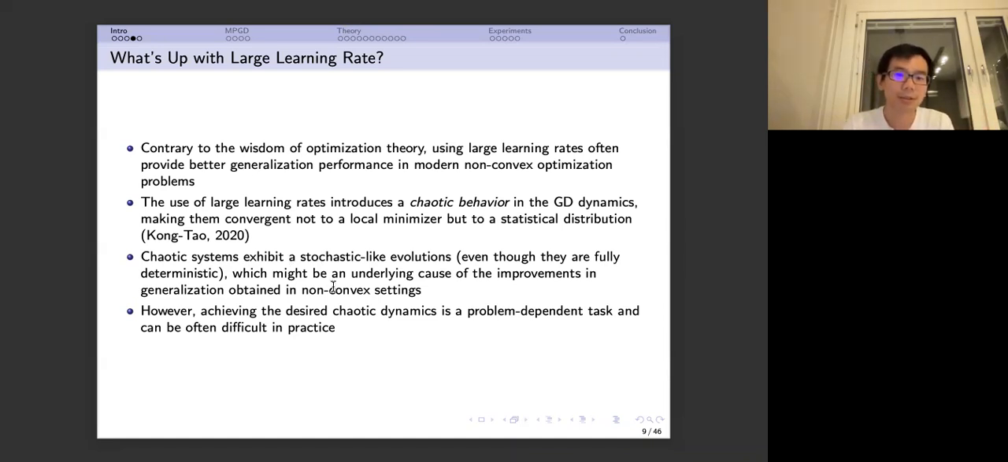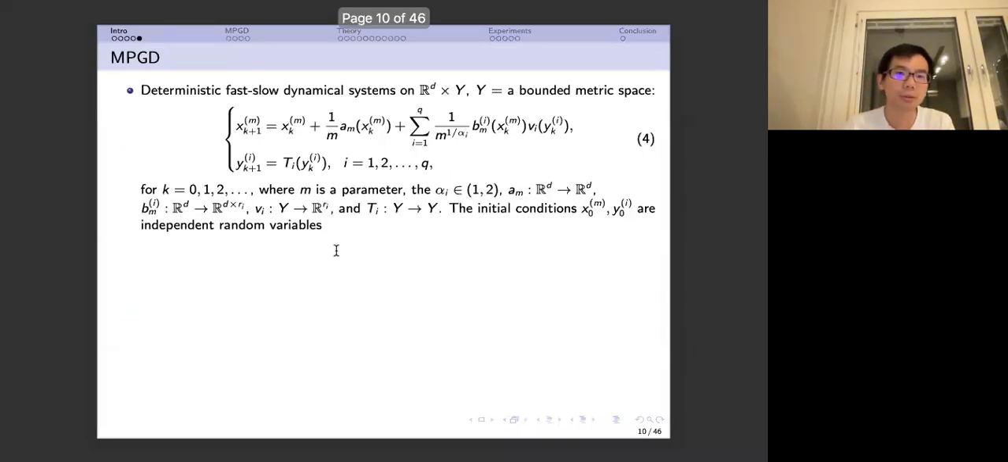But the thing is that trying to achieve this chaotic dynamics is actually a problem-dependent thing, and it can be quite difficult in practice. So motivated by all these lines of work, we introduce a framework that we call multiscale perturbed gradient descent. So basically, we add some perturbations to the gradient descent. And what type of perturbations? This is a thing that we are going to talk about next.